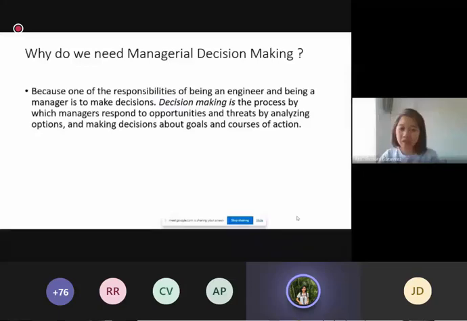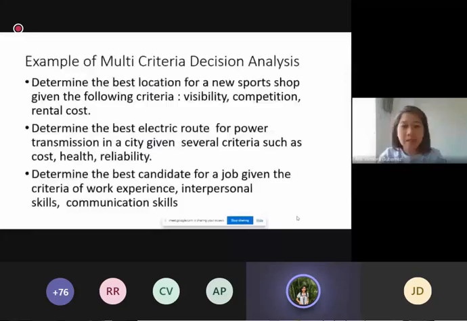There are several examples of MCDA problems, such as determine the best location for a new sports shop, given the following criteria: visibility, competition, and rental cost. Determine the best electric route for power transmission in a city, given several criteria such as cost, health, and reliability. Or determine the best candidate for a job given the criteria of work experience, interpersonal skills, and communication skills.